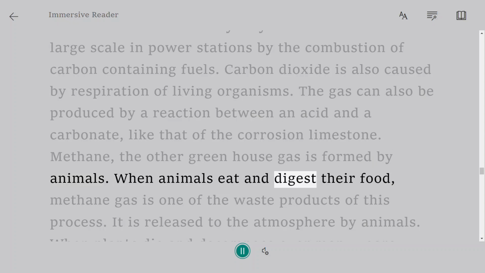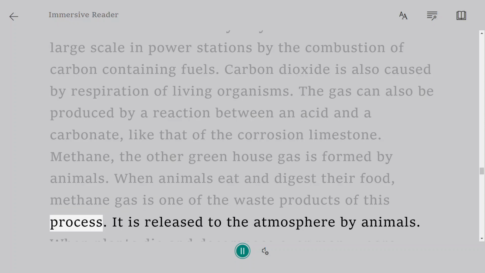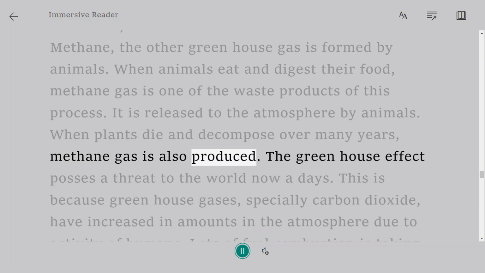When animals eat and digest their food, methane gas is one of the waste products of this process. It is released to the atmosphere by animals. When plants die and decompose over many years, methane gas is also produced.